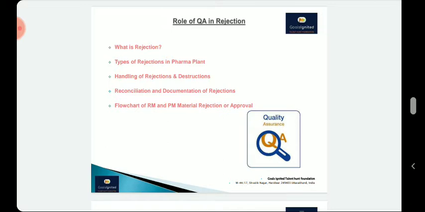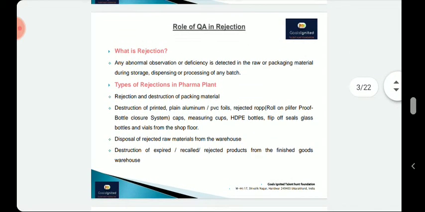So first of all we will discuss what is rejection. Any abnormal observation or deficiency detected in the raw or packaging material during the storage, dispensing or processing of any batch is called rejection. It is not limited only to raw or packaging material. It also concerns in-process tests or other parameters which are non-compliant or non-conforming to the specification, and the material, product or samples are rejected. So it is linked with in-process testing and sometimes the finished product too. All these rejections are required to have proper controlling and handling in the plant.